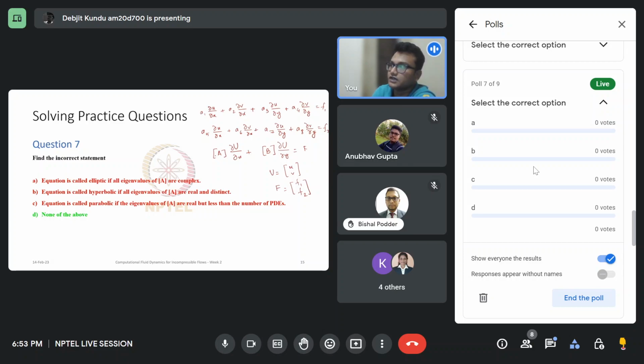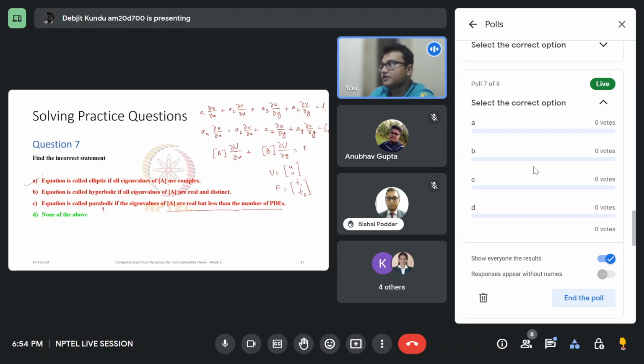If all the eigenvalues are complex, then it's elliptic. If all of them are real but distinct, then it's hyperbolic. If all of them are real but less than the number of PDEs. What is less than? As long as the size of A is maintained, you will get that many eigenvalues. So if there are n equations, you will get n eigenvalues. But there could be repeated eigenvalues. So the number of unique eigenvalues may be less than the total number of PDEs. That's where this distinction comes in. And if they are less, then that equation is parabolic and not hyperbolic.